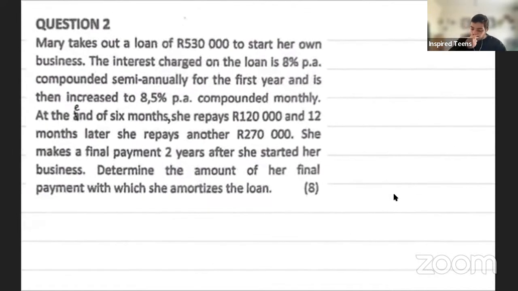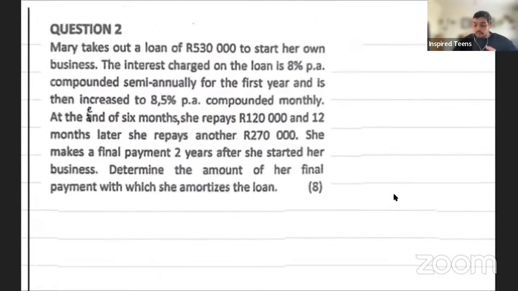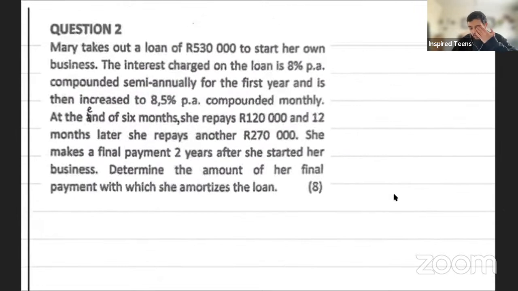Okay, so it sounds a bit complicated, right? So what we're going to do is take it step by step. With these types of questions, when you see that someone takes out a loan or they're paying back, initially for the first 2 years the interest rate was 2, and then the interest rate became 5, and then at the end of 6 months she made a payment.